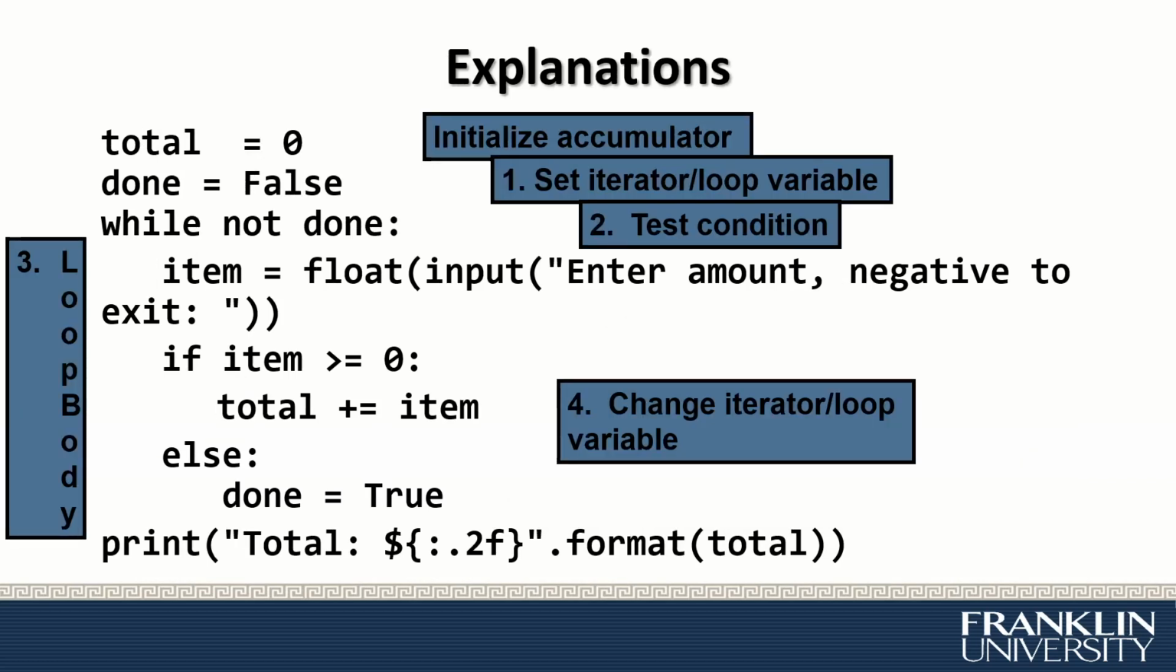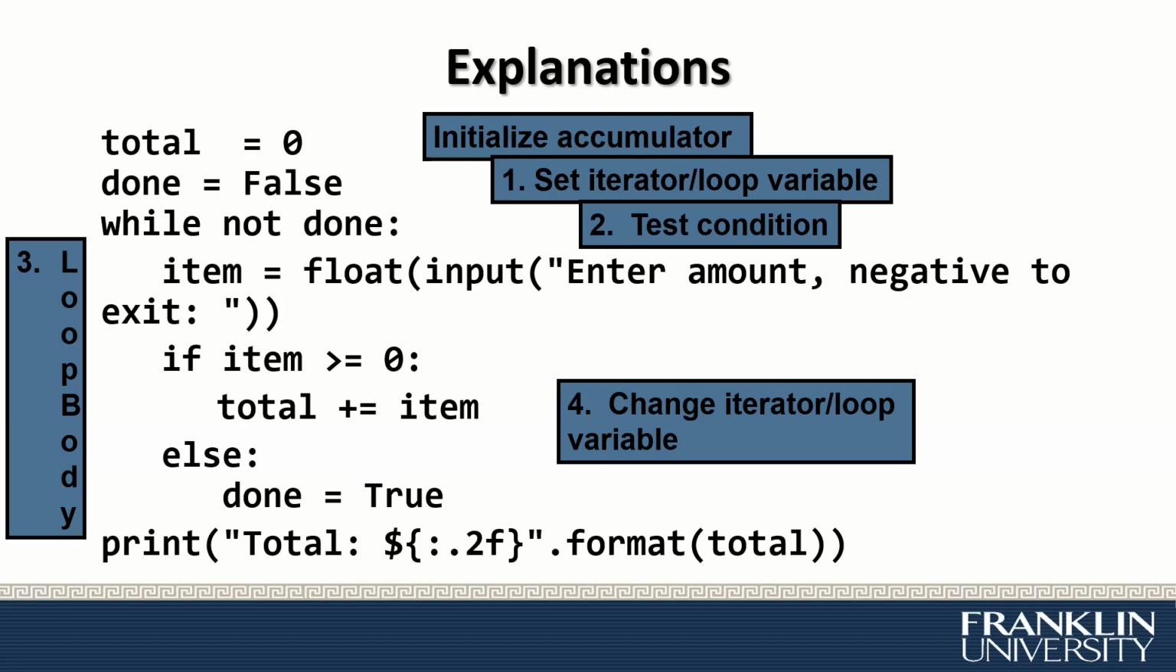Again, can you identify the four parts of every loop? The initialization: total equals 0, done equals false. Condition: while not done. Loop body: inside the loop, I prompt the user for input. I check whether the input is greater than or equal to 0. If not, I set the flag to true to terminate the loop. These are the four parts of every loop, as you can see in this while loop.